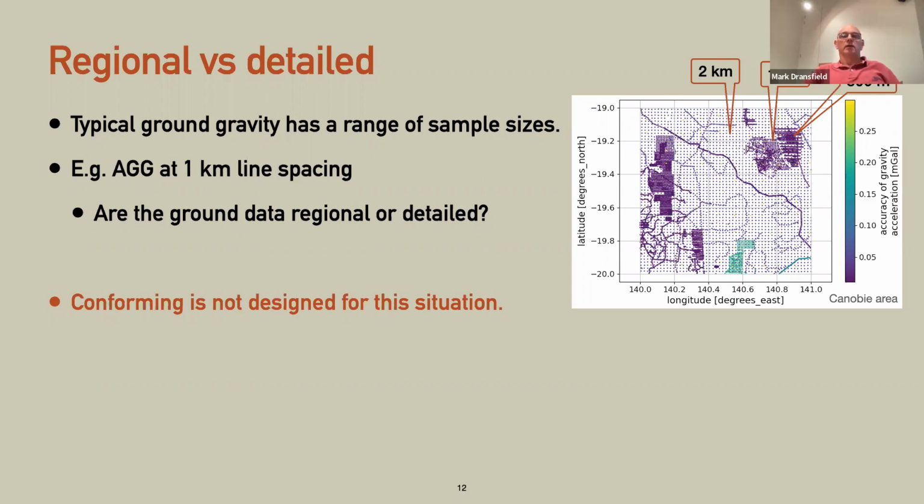But that's the kind of thing that right now you might end up doing with an airborne gravity gradiometer data set at 1 kilometer line spacing. In that situation, is the ground data set your regional data set, or is it your detailed data set? It's really not obvious. And the truth is that conforming is not designed for this kind of situation.